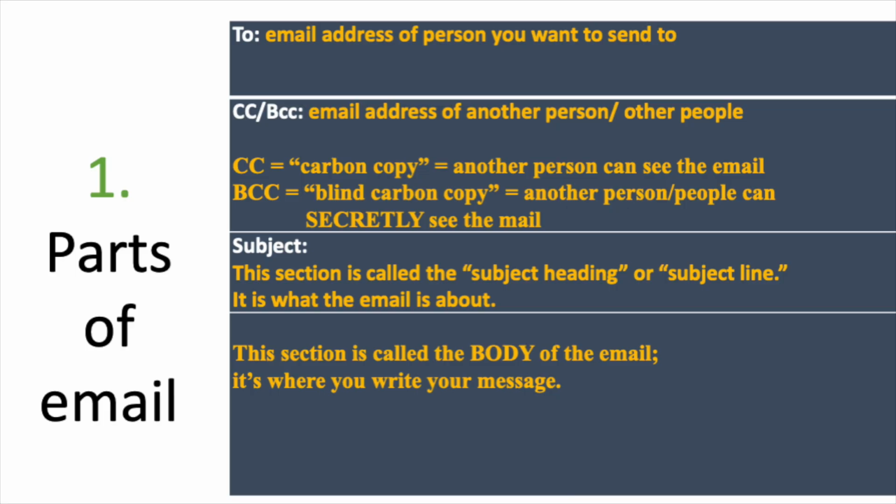These are the parts of a typical email. At the top, you have the email address of the person you want to send your message to. After that is the CC or BCC section, which includes the email address of another person or other people you want to be in on the message. CC stands for carbon copy and means that another person can see the email. BCC stands for blind carbon copy and means that another person or people can secretly see the email.